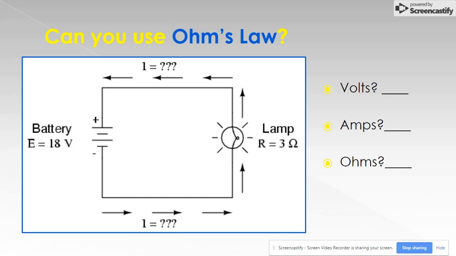Someone building this circuit would need to know how many amps of current will be passing through the wire in order to choose the right size wire to build the circuit. Using Ohm's law, we can figure out the current by dividing the voltage by the resistance. 18 volts divided by 3 ohms gives us a current of 6 amps. Simple, right?